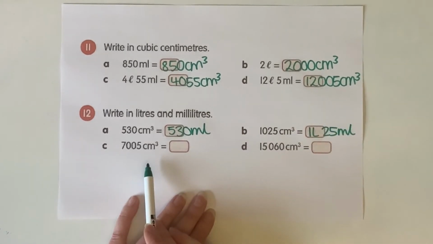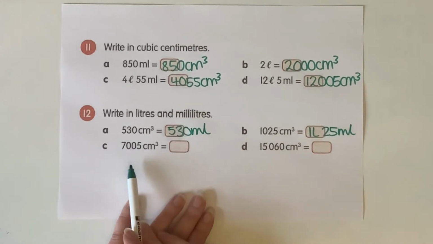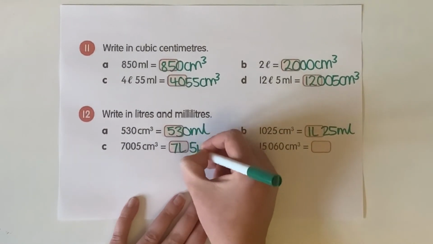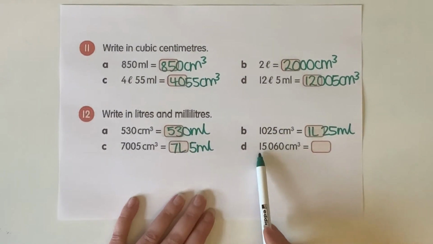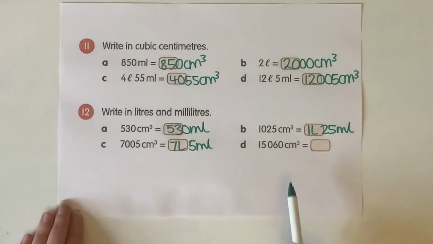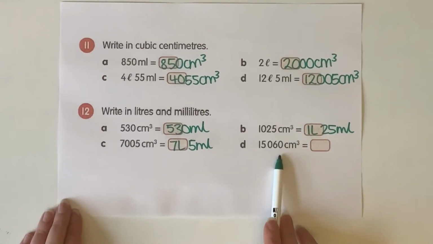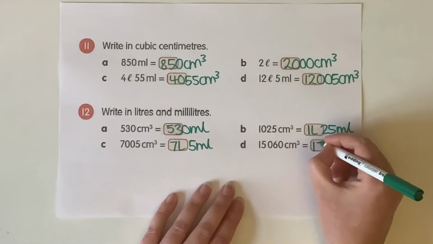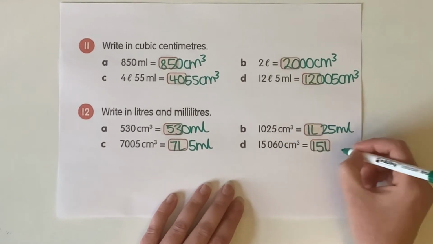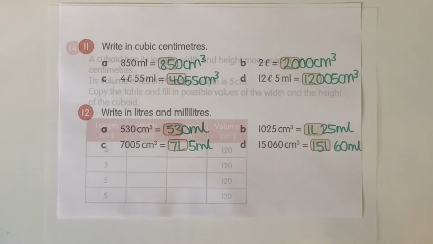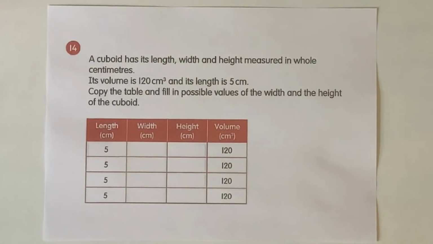C, 7,005 cubic centimetres, converted into millilitres again, is 7,005 millilitres. So therefore I've got 7 litres and 5 millilitres. And finally, 15,060 cubic centimetres. If I convert it first of all into millilitres, it would be 15,060. Thinking how many litres have I got? I've got 15 litres. How many millilitres are left? I've got 60 millilitres left. Well done.